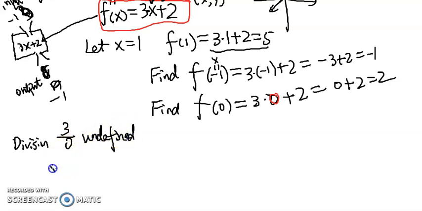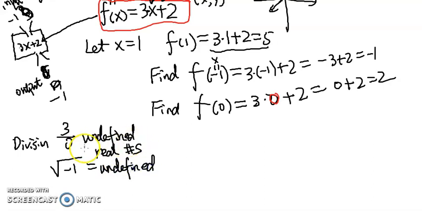And if you do the square root of -1, when we talked about complex numbers, we know it's equal to i. But for functions here, or even in algebra or calculus class, we usually don't talk about complex numbers. We only talk about real numbers. If we talk about real numbers, you will have to say undefined, no solution.